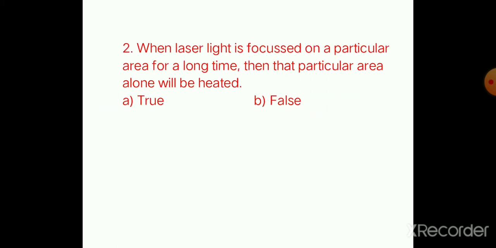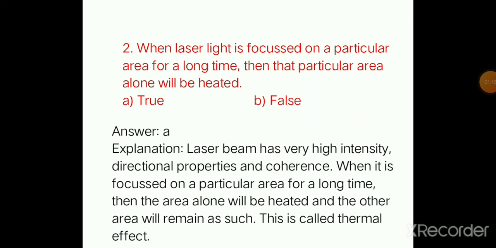2. When laser light is focused on a particular area for a long time, then that particular area alone will be heated. A. True or B. False. Answer is A. Laser beam has highly intense directional properties and coherence. When it is focused on a particular area for a long time, then that area alone will be heated and the other area will remain as such. This is called the thermal effect.